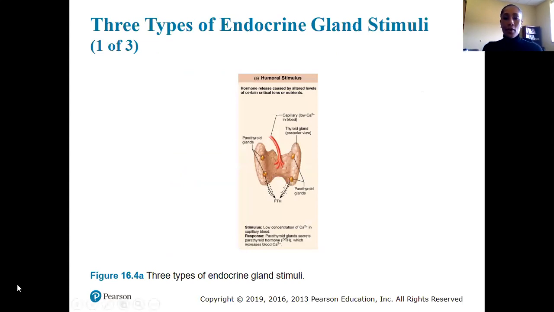And here we have an example of our parathyroid glands located on the posterior side of the thyroid gland, and excreting out that parathyroid hormone.